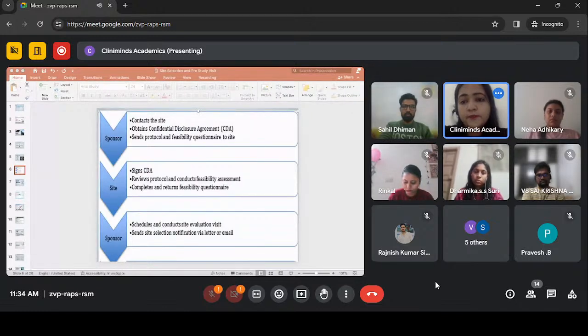Now the sponsor's team will be scheduling a meeting, known as the site selection visit, and they will be going to the trial site. The site will be notified via email that on this particular day they want to conduct the site selection visit. The sponsor team will go to the trial site to do the in-person evaluation and check all the capabilities of the site. Is this much clear?